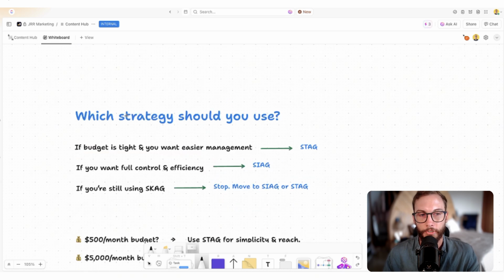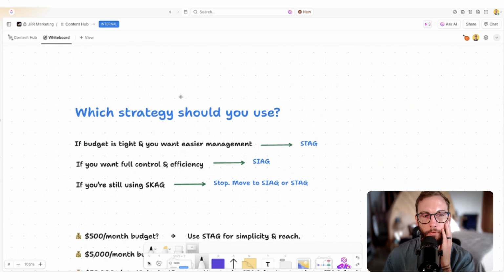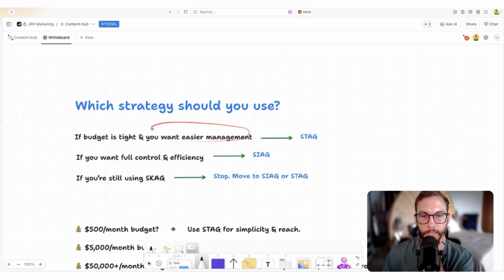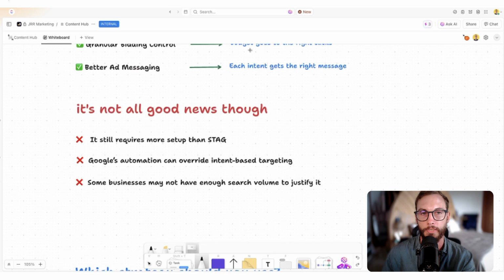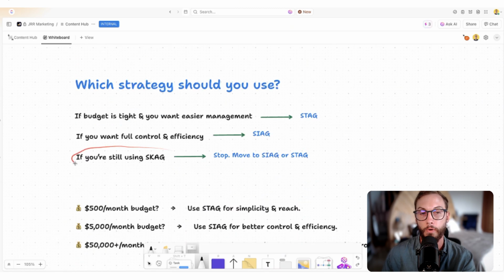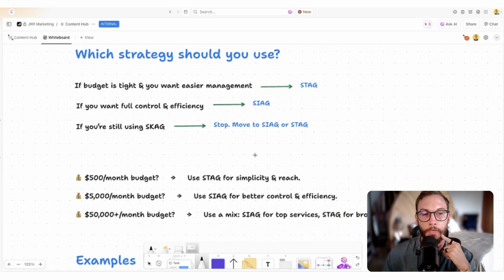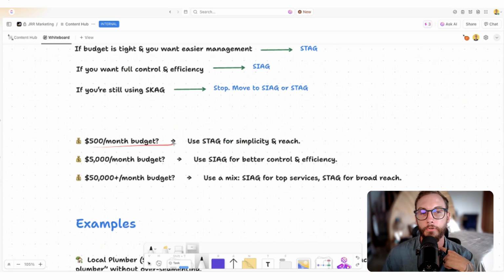Okay, yeah, which strategy should you use? Well, this is a fun one. So if your budget is really tight and you want something really easy to manage, then use single theme ad group, right? If you want full control and efficiency, then use single intent ad group, okay, the one that we just introduced. If using single keyword ad group, just stop doing it and just move to either SEAG or STAG, right? Now, some examples. If you've got $500 a month budget, then use single theme ad group. For the simplicity, you don't have enough budget to be too clever here.